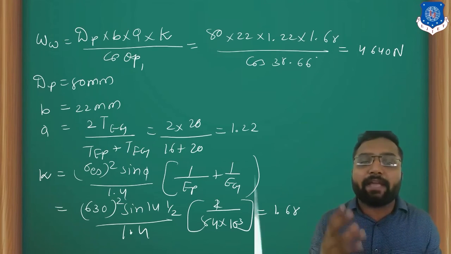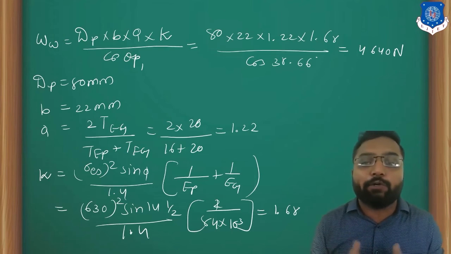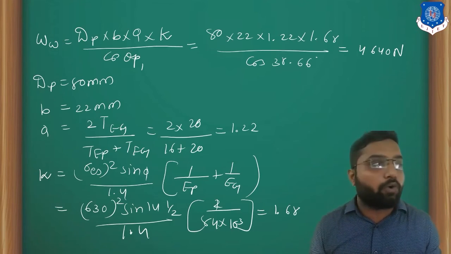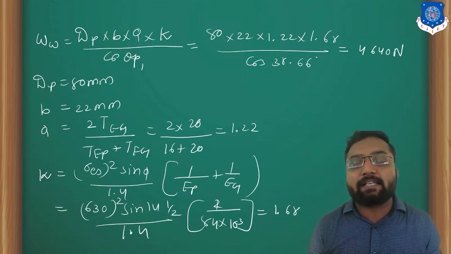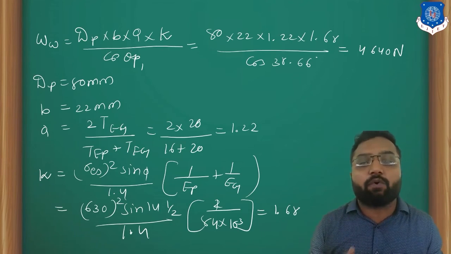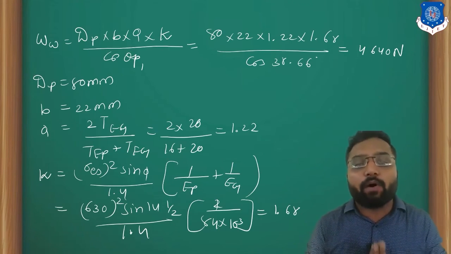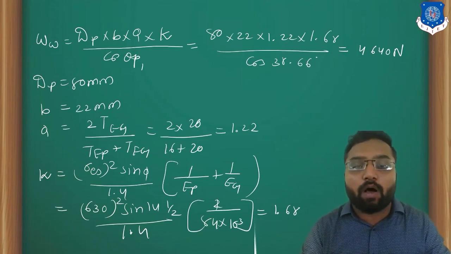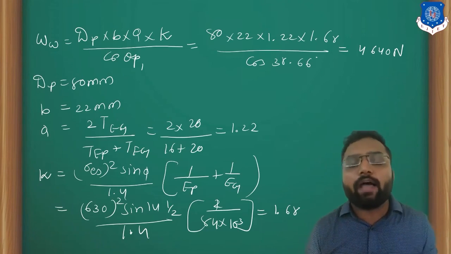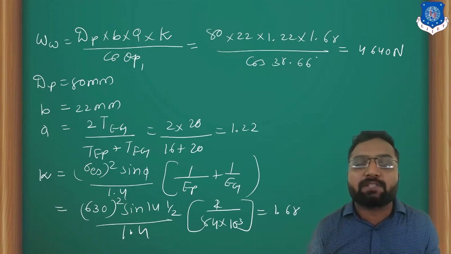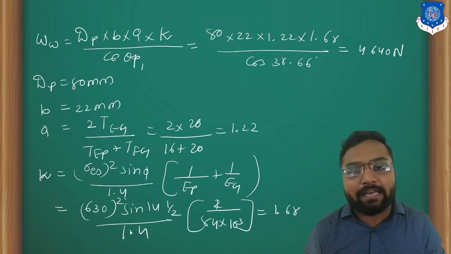So I hope you understand this wear load. Here the wear load will be 80 into 22 into 1.22 into 1.68 into cos 38.66, which comes out as 4640. I hope you understand each and every aspect of this example. If you have any doubt regarding this bevel gear example, you can directly ask me.